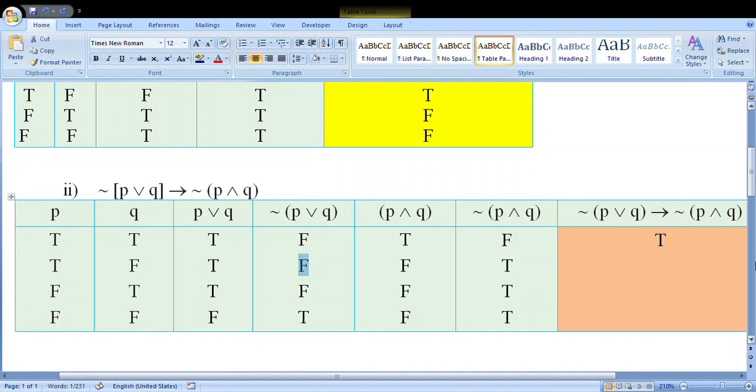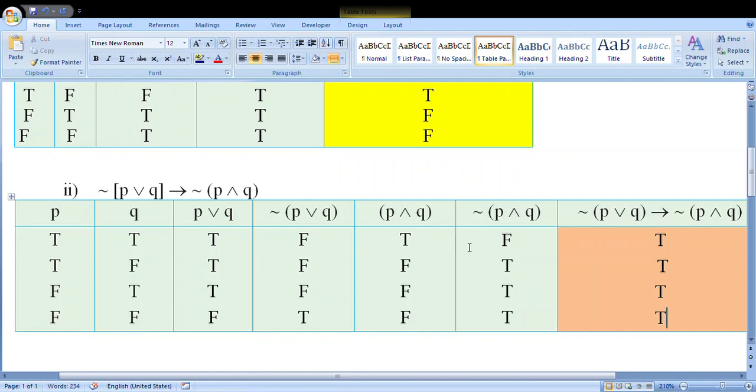First should be T, but this is not T. So rule is not satisfied. So answer is again T. First should be T, but it is not T. So answer is T. First should be T, last should be F, but this is not F, so the rule is not satisfied. So again answer is T.